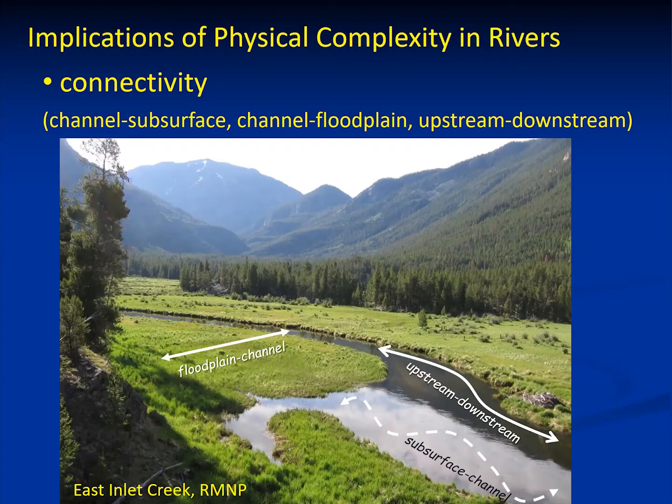This photo is a channel that has a beaver lodge in the lower right. It doesn't have a beaver dam at present, but it did in the past. When that beaver dam was present, it would have increased lateral connectivity and vertical connectivity, but decreased longitudinal connectivity. So again, the idea is just that physical complexity influences the form and magnitude of connectivity.